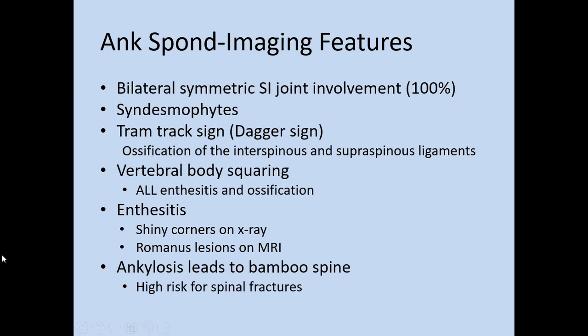The other imaging features is the enthesitis, which can be demonstrated as shiny corners on radiographs or Romanus lesions on MRI. The advanced stages of ankylosing spondylitis will lead to what we call bamboo spine, which is a very bad condition for the patients. Because of the early detection and early diagnosis of ankylosing spondylitis, we are seeing fewer and fewer patients with bamboo spine. And the credit goes to the rheumatologists who are very good at early detection, early diagnosis and early management.